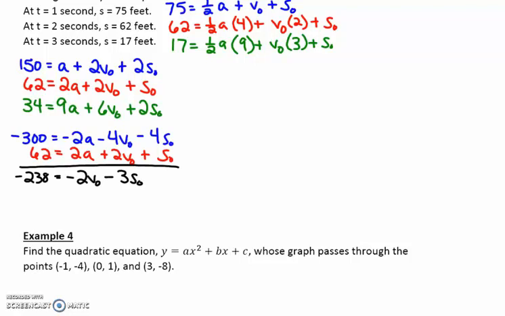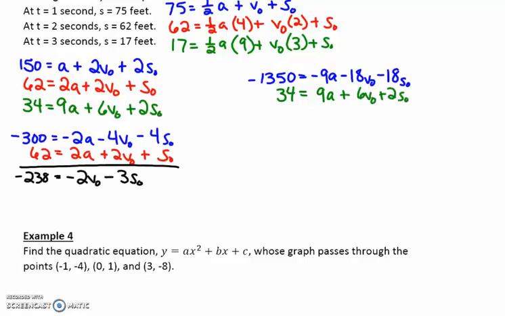Okay. And then we're going to come over and I am going to multiply the first equation again, but this time I'm going to multiply by a -9. So I get -1,350 equals -9a minus 18v sub 0 minus 18s sub 0. And now I'm going to add that to the last equation, which was 34 equals 9a plus 6v sub 0 plus 2s sub 0. All right, so now we're going to add those together.